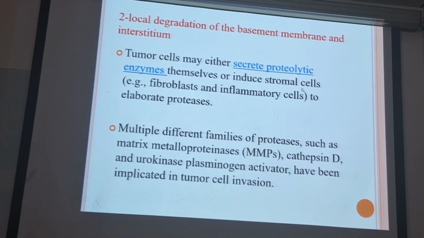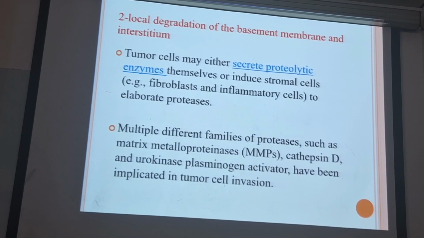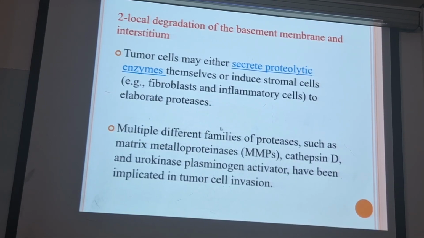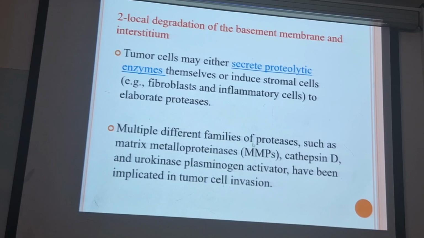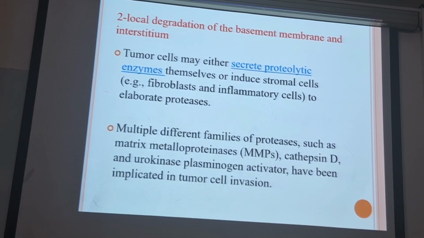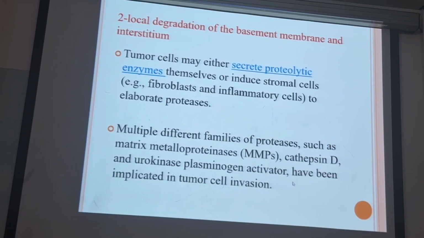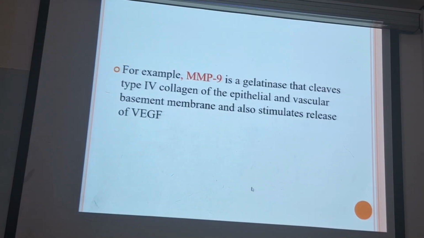As I said before, in the background of tumor, we have some stromal cells, and also we have some inflammatory cells that can produce some proteases. Multiple different families of proteases like MMP or matrix metalloproteinases and other proteins and molecules are important, and finally they are implicated in tumor cell invasion.